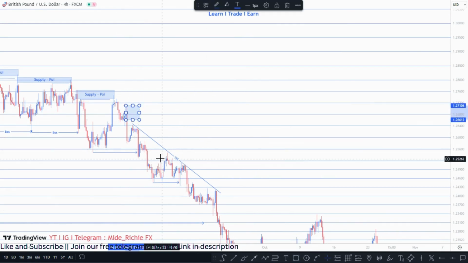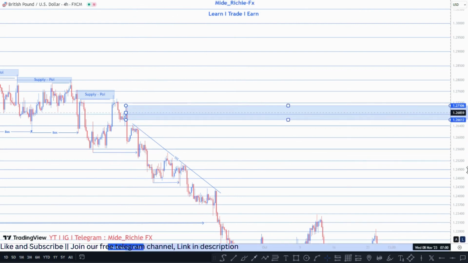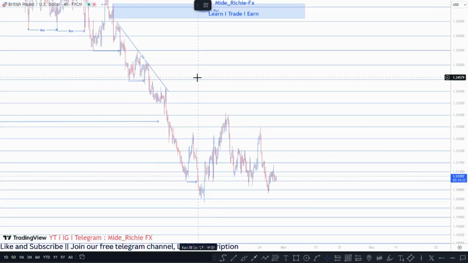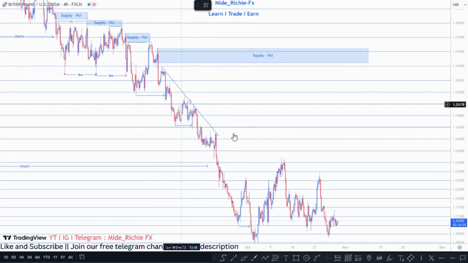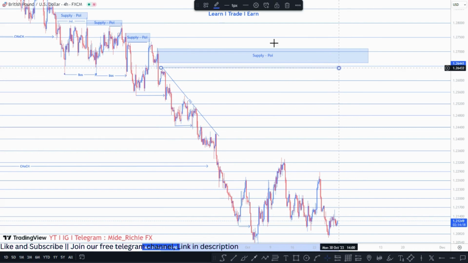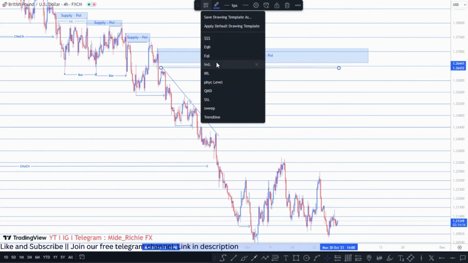zone. Even though the supply zone is pretty far, it's still very much our point of interest, right? Because market left it unmitigated and even created a series of trend liquidities below it. The supply zone has imbalance, which some people call fair value gap, which is FVG, and even the supply zone has a very nice and valid inducement, which gives us a very high probability of being expected.